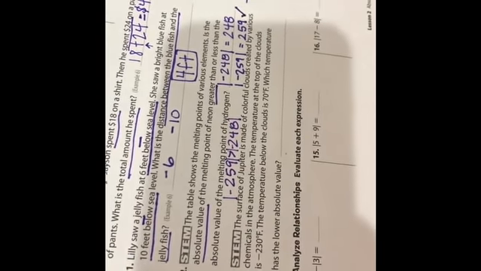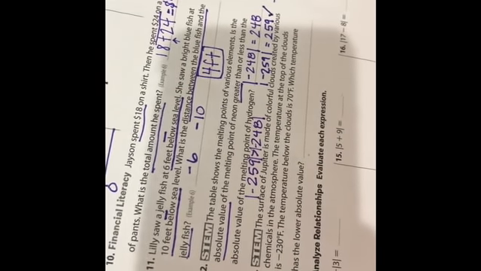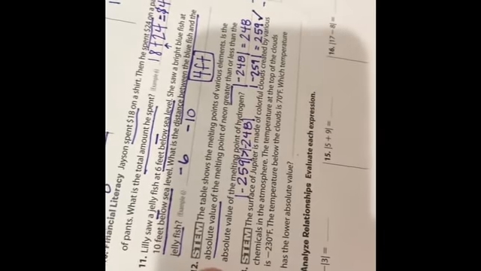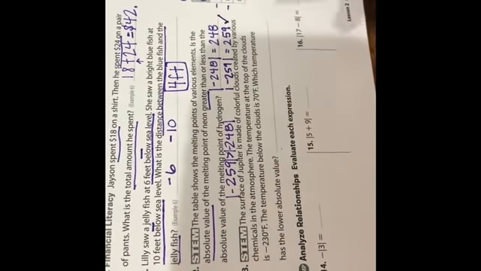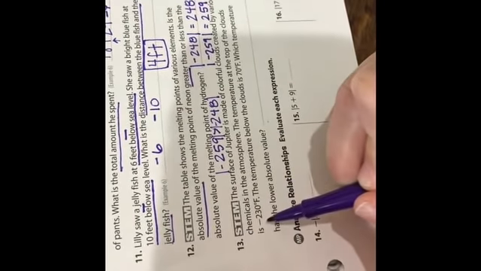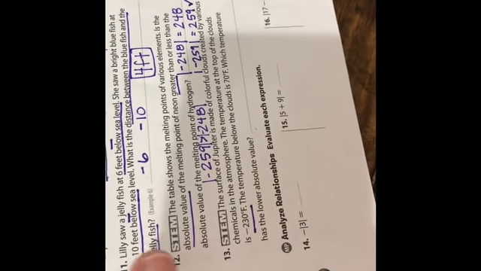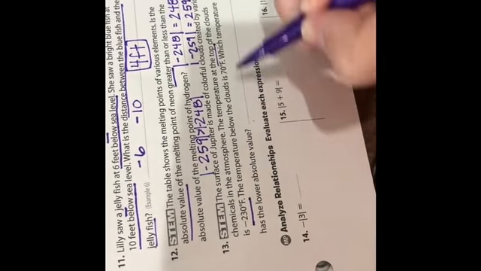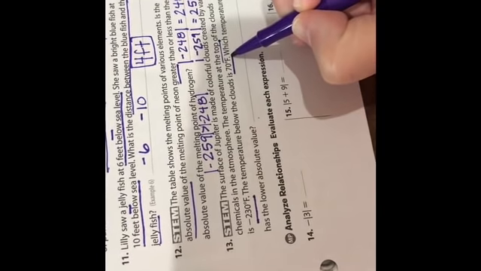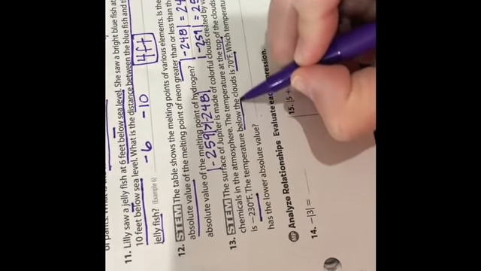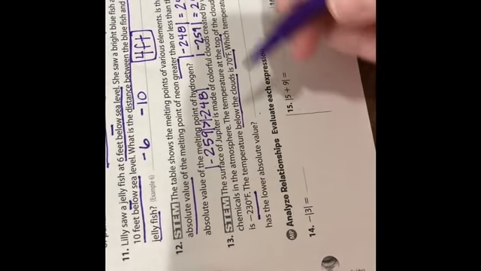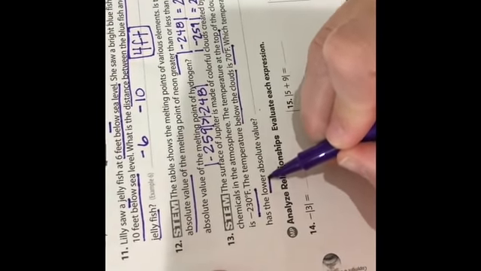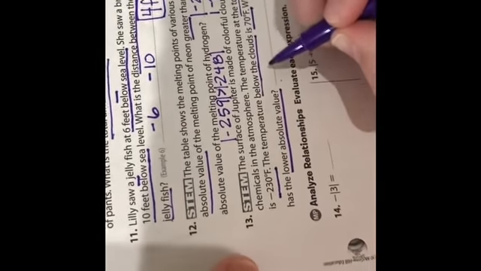Okay? Number 13. The surface of Jupiter is made of colorful clouds created by various chemicals in the atmosphere. The temperature at the top of the clouds, woo, that's really cold, -230 degrees Fahrenheit. That's on top, right? The temperature below the clouds is 70 degrees Fahrenheit. That's where we live. We live below the clouds, right? Which temperature has a lower absolute value? So here we go.